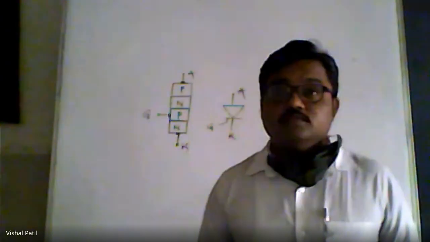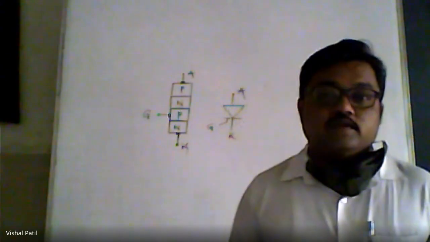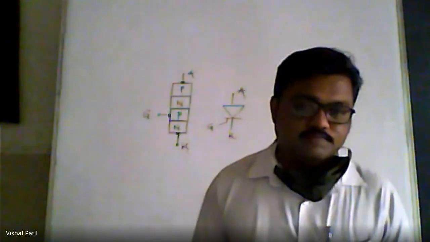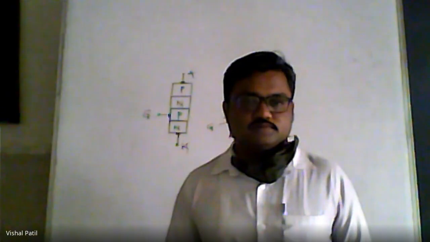wherein we have seen what is the structure of thyristor, the symbol of thyristor, then which three terminals are there for thyristor, and how it looks, that is, the physical appearance of a thyristor, and then different manufacturing techniques of thyristor. That part we have covered in the last session.